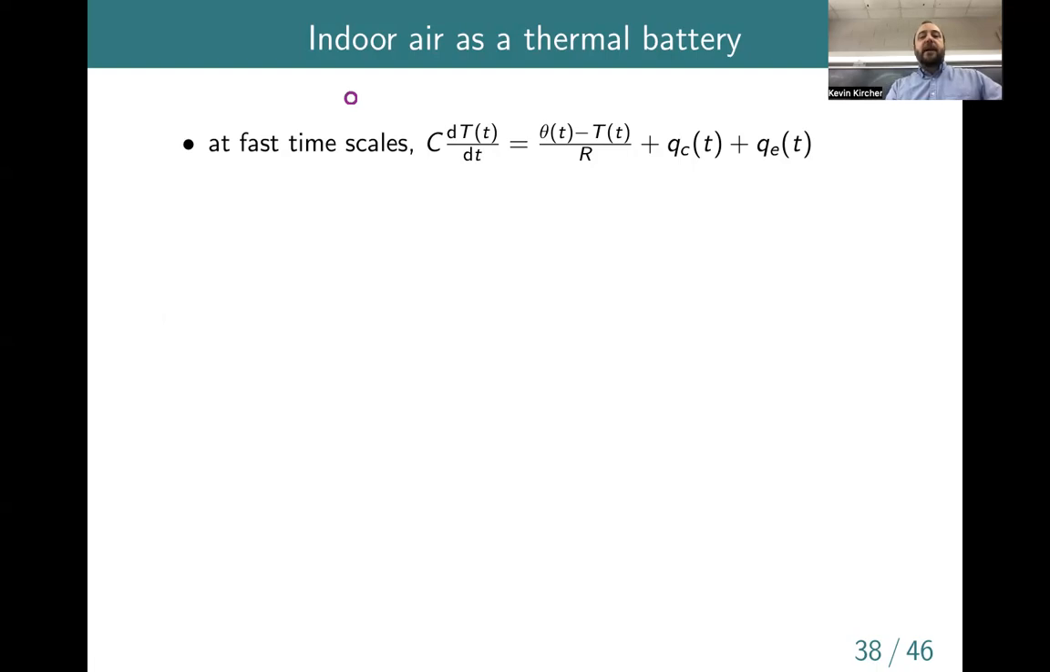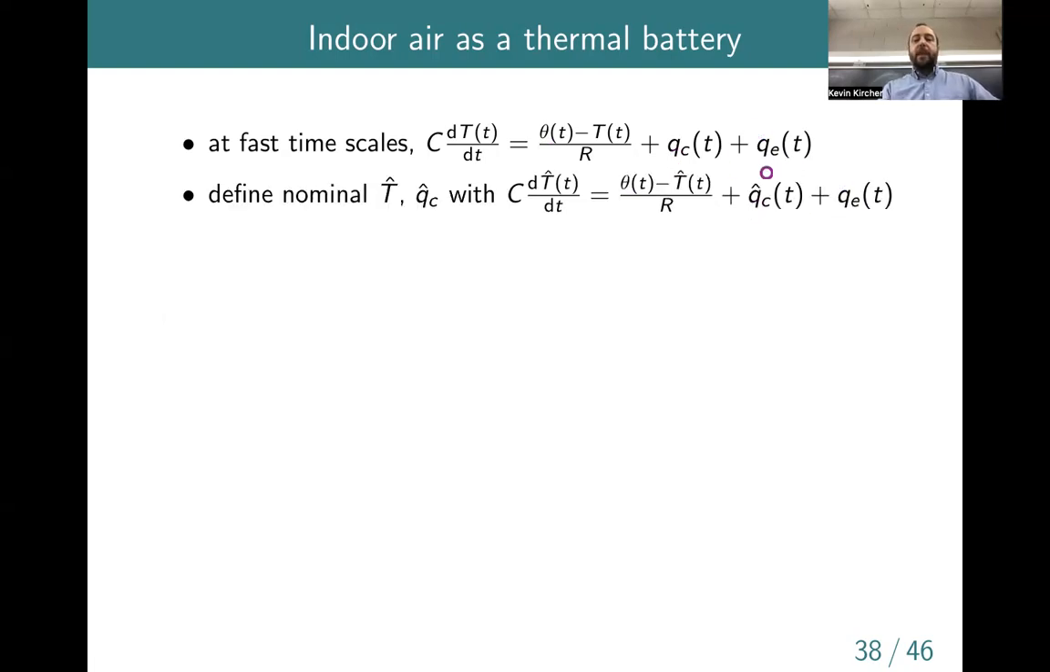Okay, so let's talk about this analogy. Basically, how can we think of either the air or the thermal mass in a building as a battery, but for heat? So let's look at the fast timescale model and just think about the air specifically. So here we have, again, this first order linear ODE. It has some boundary temperature theta and some equivalent resistance R. And then we have the injected heat from mechanical equipment and then everything else, heat transfer.